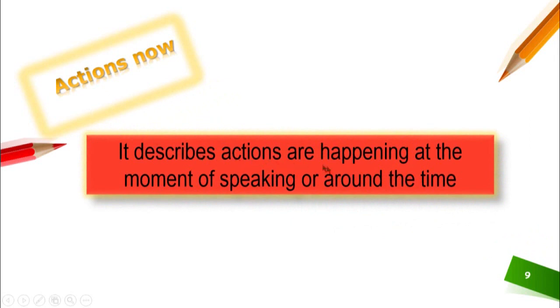Okay. So, as we see from all of these examples, one of the uses of the present continuous is to describe actions that are happening right now, at the moment of speaking or around the time. That's why we say present continuous or present progressive, because it's in progress right now. Okay, this is one of the uses of the present continuous.